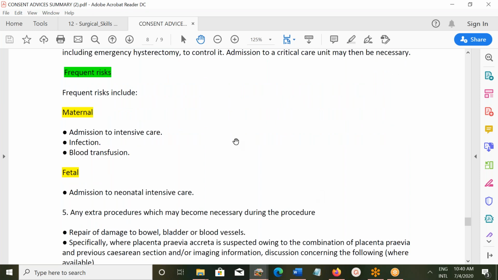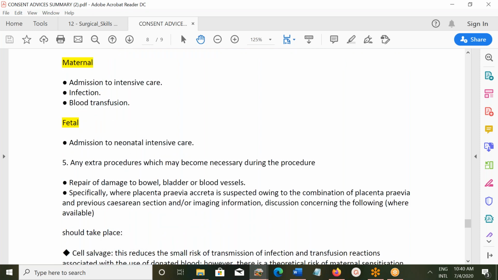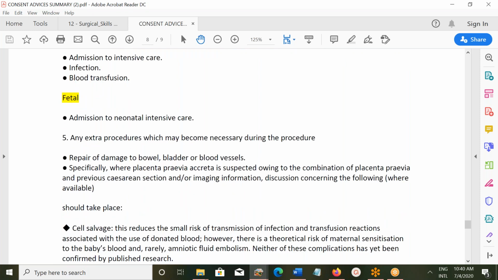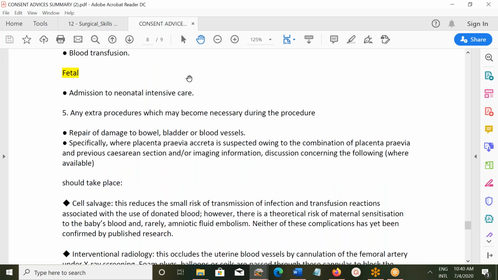The most frequent risks of cesarean section with placenta previa include maternal and fetal issues. For the mother, admission to the intensive care unit, high chance. Risk of infections, yes, higher. Risk of blood transfusion, very high. For the fetal complications, the baby will need to go to the neonatal intensive care. That is the risk.